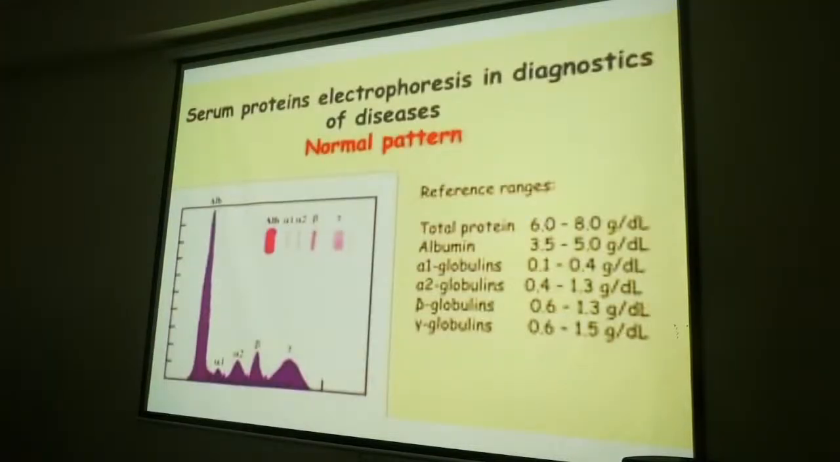This shows the normal reference range of protein. Total protein is 6 to 8 gram per dl. Albumin is 3.5 to 5. Alpha 1 globulin 0.1 to 0.4. Alpha 2 0.4 to 1.3. Beta globulin is 0.6 to 1.3 gram per dl, and gamma globulin is 0.6 to 1.5. This is the normal pattern.